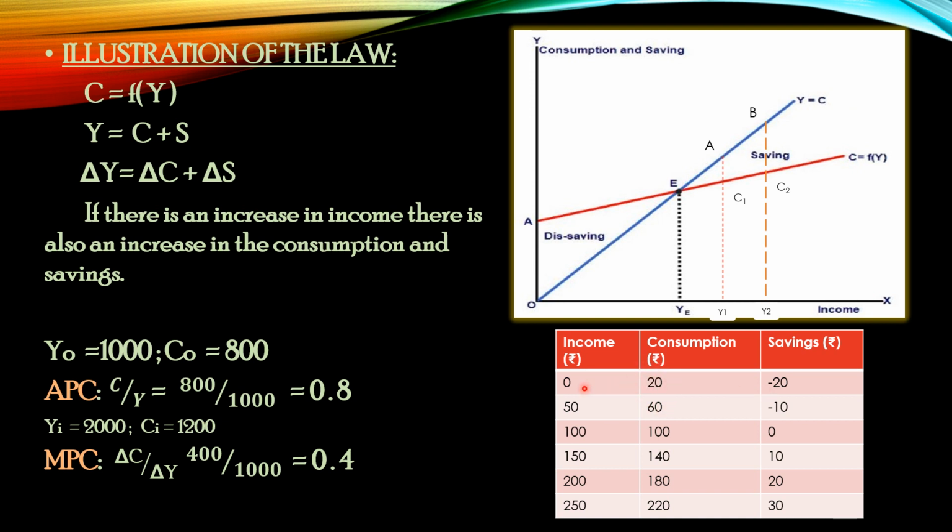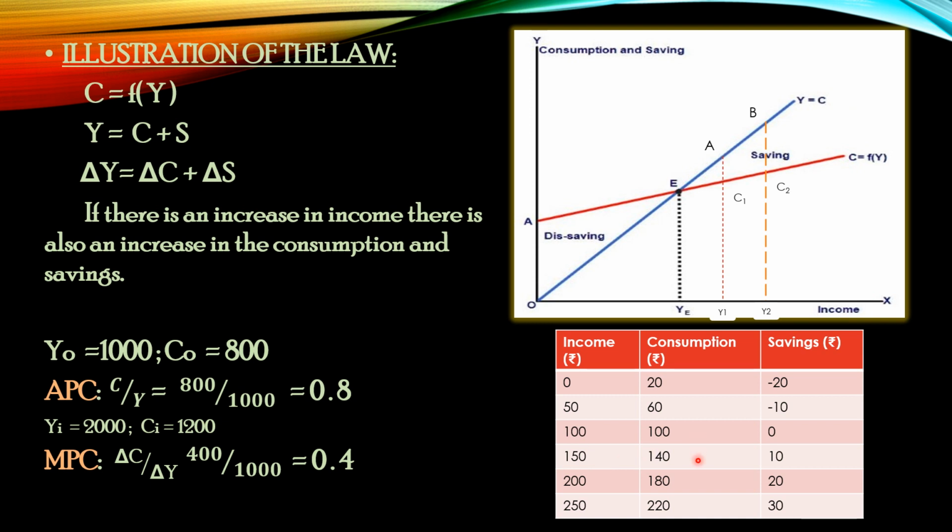As the income increases from 0 to 50, the consumption also increases from 20 to 60. In this case, consumption is again greater than income, as a result of which we don't have positive savings, rather we have dis-savings. And when income increases from 50 to 100, the consumption also increases from 60 to 100. In this case, as income and consumption are equal to each other, the savings are zero. They are absolutely nil.